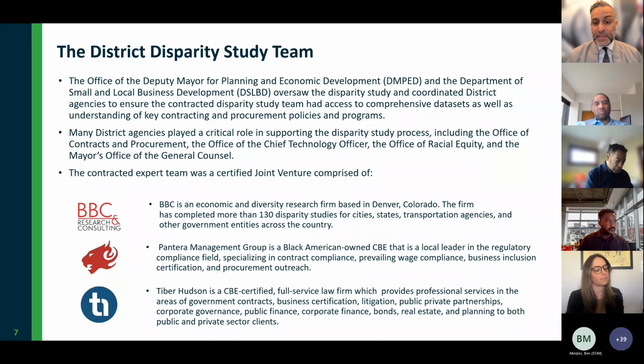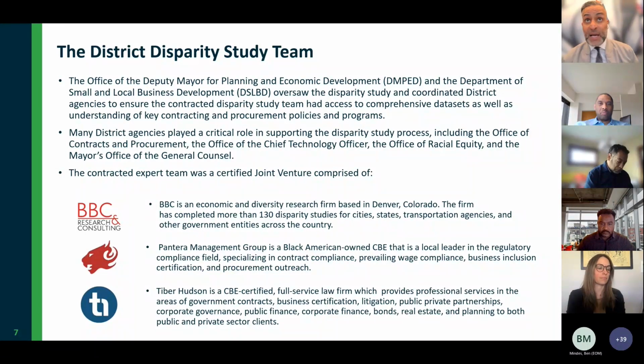Pantera specializes in contract compliance, prevailing wage compliance, business inclusion, and POC and woman-owned business program development. And then our third partner in our joint venture is Tiber Hudson, which is a full-service law firm, also CBE certified, based in DC. And Tiber Hudson specializes in legal work around government contracting, business certification, as well as public-private partnerships, corporate governance, and a variety of other related areas as well.